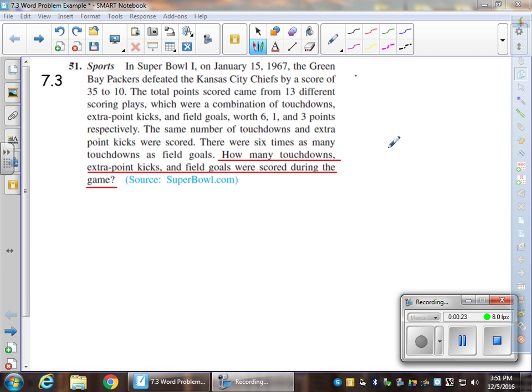Okay, now that you've read it to yourself, notice I've underlined the question. Whenever you're solving an application question, you should always underline the question because it helps you define your variables. The question says, how many touchdowns, extra point kicks, and field goals were scored? One variable, second variable, third variable. So let's let x equal the number of touchdowns.